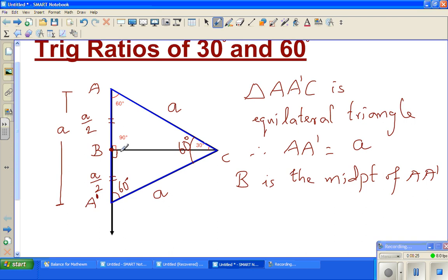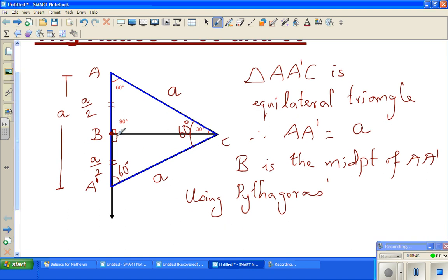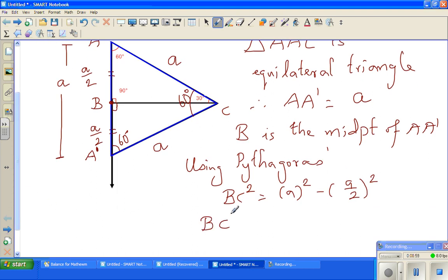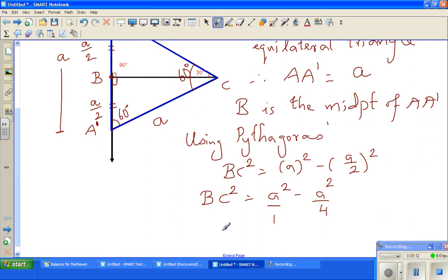Now let us figure out what BC is. In triangle ABC, angle ABC is a right angle, so we can use Pythagoras. So using Pythagoras, BC squared is A squared minus A over 2 squared. So BC squared is A squared minus, squaring this, A squared over 4. So this is 1 A squared take away a quarter A squared, which is 3 quarter. So BC squared is 3 over 4 A squared.